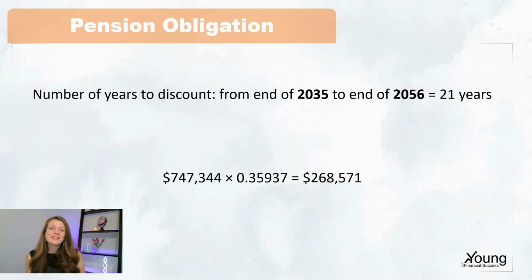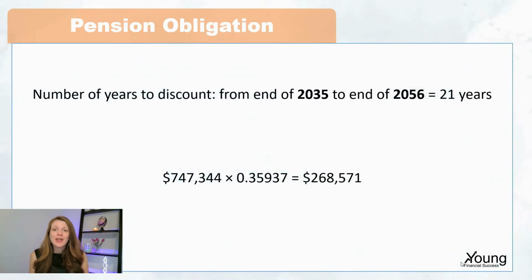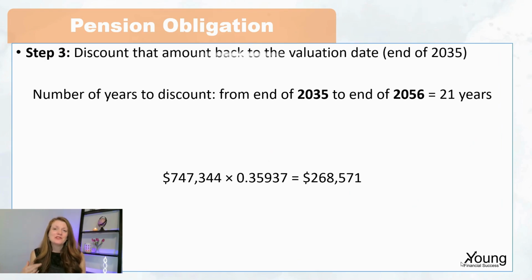So when it comes to step 3, we're going to look at the fact that we have 21 years before we actually have to pay that money out. It is currently 2035. It's the beginning of 2035, and Maria's not retiring until the end of 2056. So we really have 21 years left for that money to grow into the 747,000 that we need ready to be able to pay her out for those 15 years.